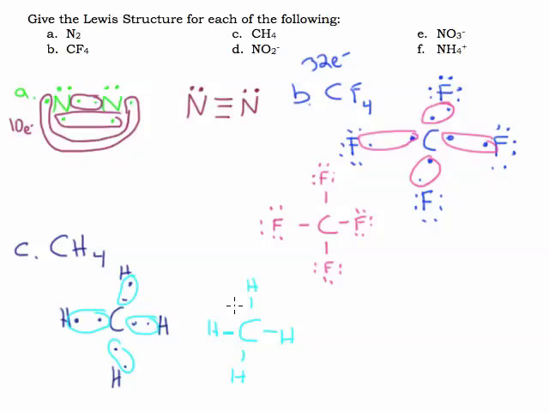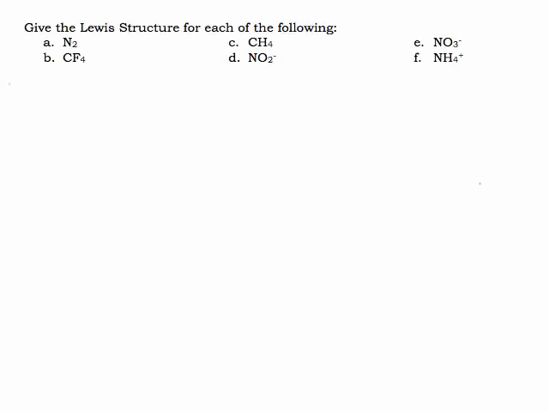Let's look at these slightly more difficult ones where we have charges. Let's start by looking at problem D. So this molecule has a negative charge, which means we have 1 additional electron. So let's draw our Lewis structures. We know that nitrogen is our central atom. We know oxygen has 6 valence electrons.